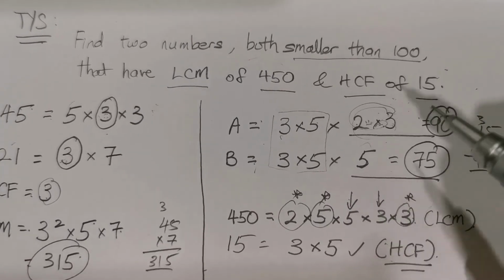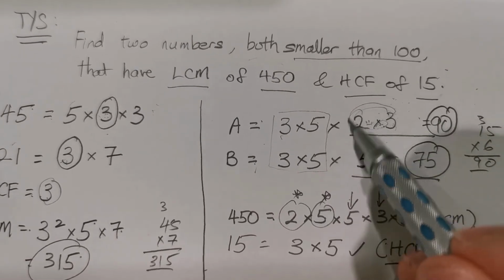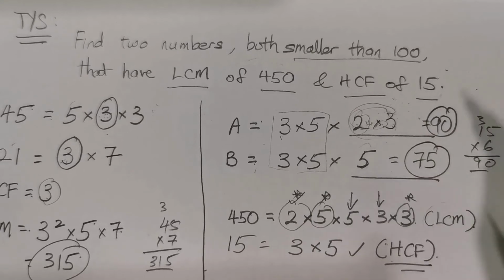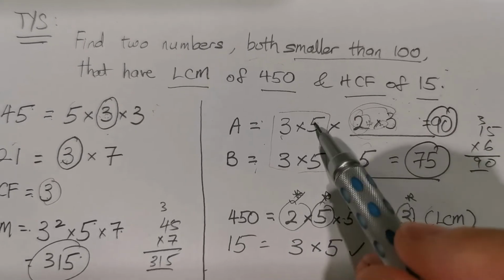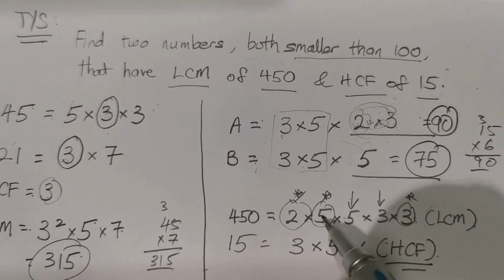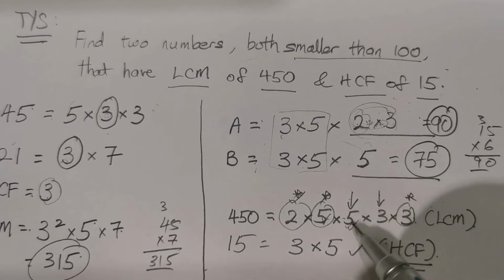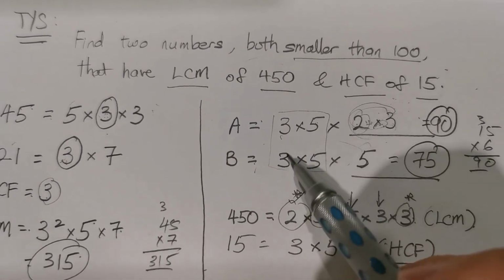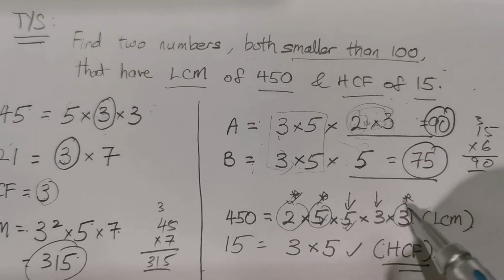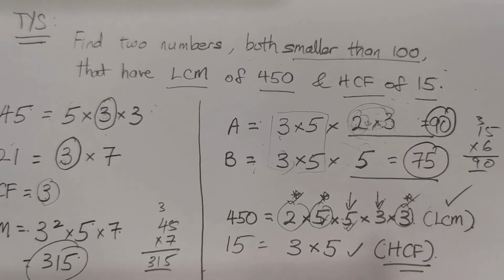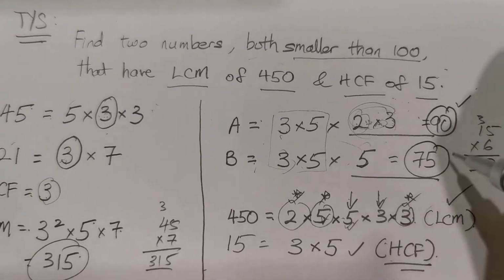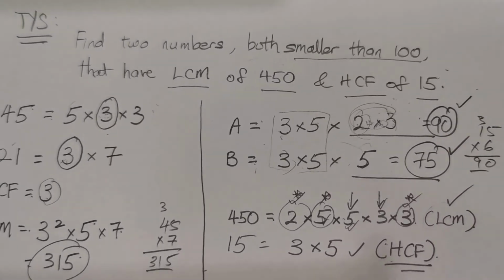Let's try the LCM. Okay, so LCM, first we have a 2. For the 5, there's 1 here, there's 2 here. So we have to circle both of them. 3, there's 1 here, but there's 2 here. So we circle both. LCM checked. So the numbers are 90 and 75. Okay? So that's the first 10-year series question.